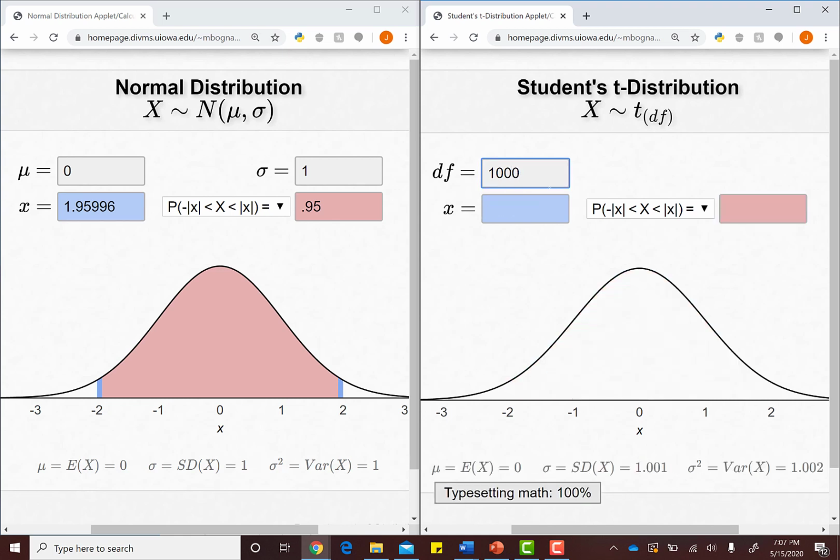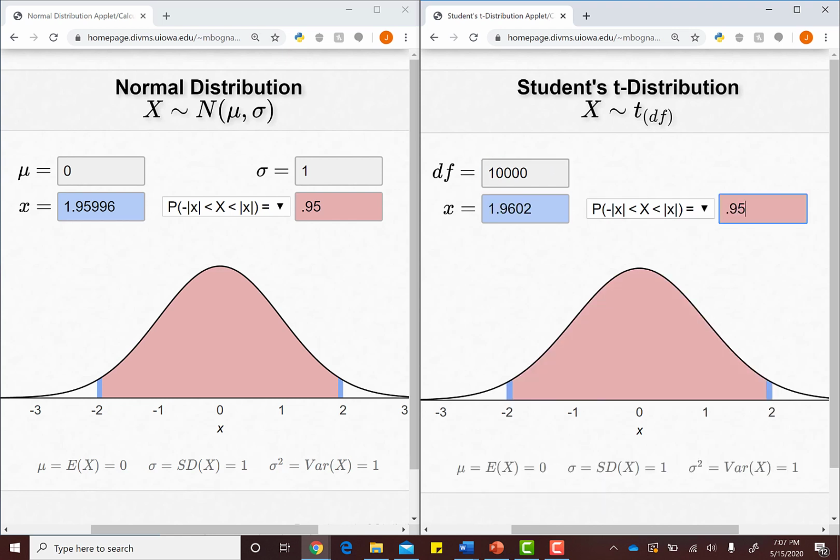If we did 1,000, we only have to go 1.962 standard deviations in each direction. 10,000, you can kind of see what's happening now: 1.960 standard deviations in each direction. We're getting closer and closer to a normal distribution because our estimate of sigma is getting better and better. There's less and less variability associated with that estimate as we increase our sample size.